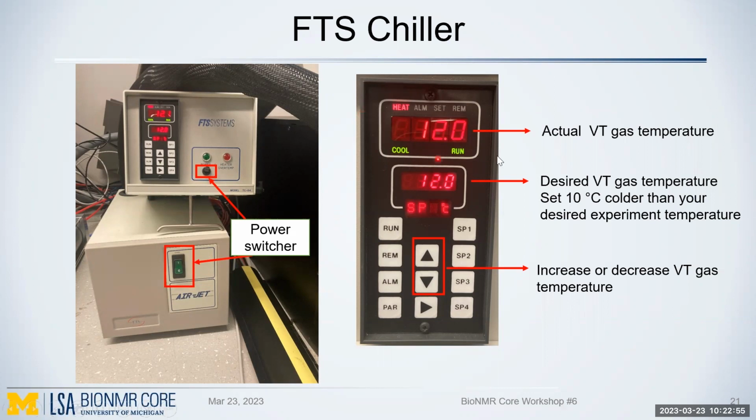On the top display, it shows the actual variable temperature gas temperature. On the second display, it shows the desired VT gas temperature. You can set your desired VT gas temperature by pressing the up and down arrows. Usually you want to set it 10 degrees Celsius lower than your desired temperature.